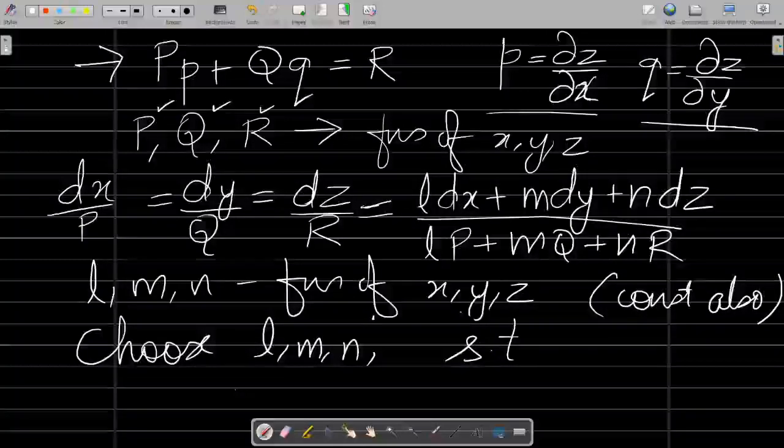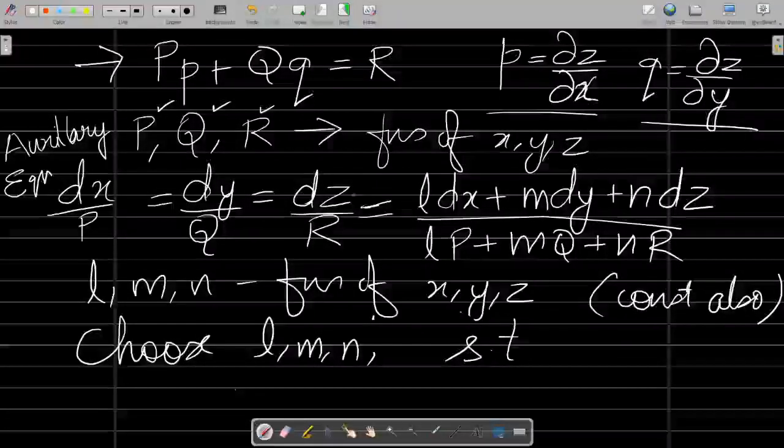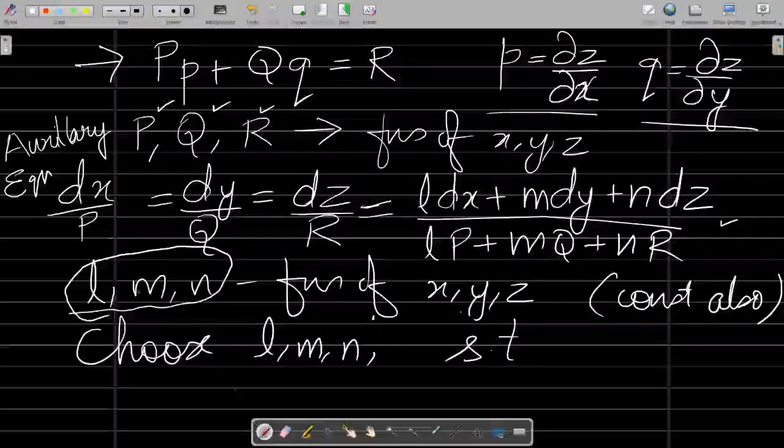Now, the auxiliary equation in this case is dx/P equal to dy/Q equal to dz/R. This relation is also equal to (l dx plus m dy plus n dz)/(lP plus mQ plus nR) for any l, m, n. That is, l, m, n can be any functions of x, y, z. If you choose any functions of x, y, z, this holds true for them.